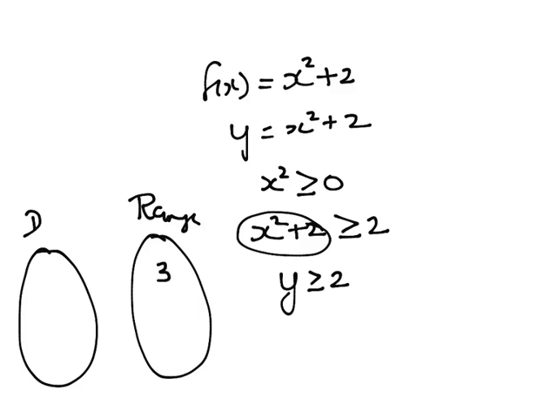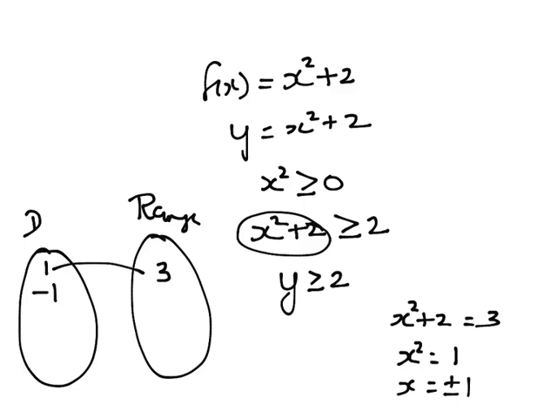Let me say 3. I'd like to know whether 3 is part of the range. Let me find out. I need the output as 3. That means x square plus 2 should be equal to 3. That means x square should be equal to 1. That means x is plus or minus 1. Yes, definitely. In fact, 1 and minus 1, both of them are connected to 3. Therefore, 3 is part of the range.